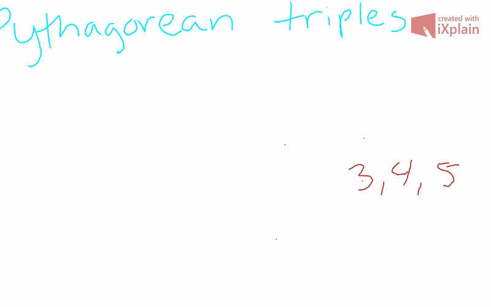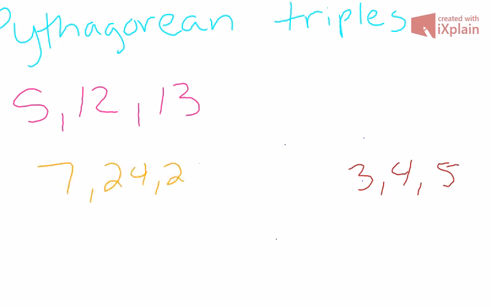The next most popular Pythagorean triple that you will see in geometry is a 5, 12, 13 triangle. Some of the other Pythagorean triples that you may see would be a 7, 24, 25, an 8, 15, 17, and a 9, 40, 41. Again, the most common ones you will see would be the 3, 4, 5, and the 5, 12, 13.